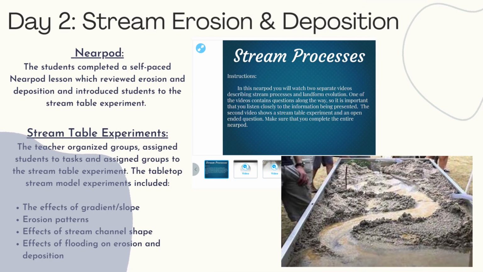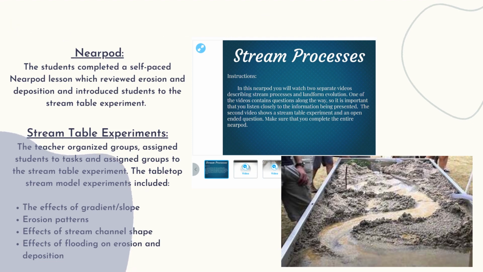For day 2, stream erosion and deposition, students completed a self-paced Nearpod lesson, which reviewed erosion and deposition and introduced students to the stream table experiment. Based on the pre-assessment, the teacher organized groups, assigned students to the different tasks, and assigned groups to the stream table experiment. Students completed the assigned experiment and recorded all observations in their STEM journals.